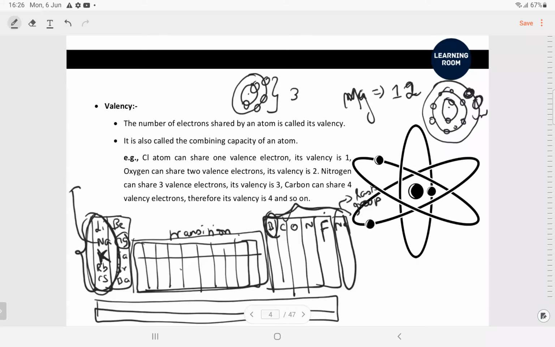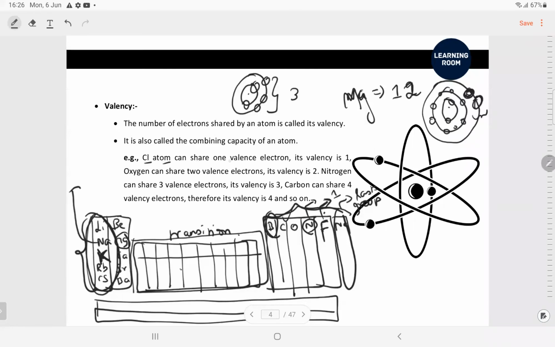Likewise, for nitrogen, how many electrons are needed? See, for fluorine, listen, only 1 electron is enough. For nitrogen, 2 electrons. Correct? So this is what it is. Yes. Likewise, just read it.